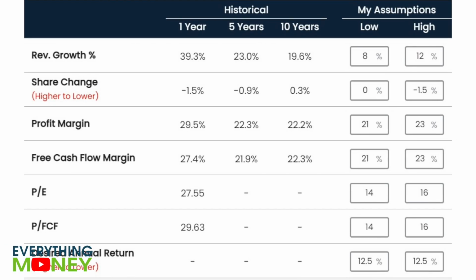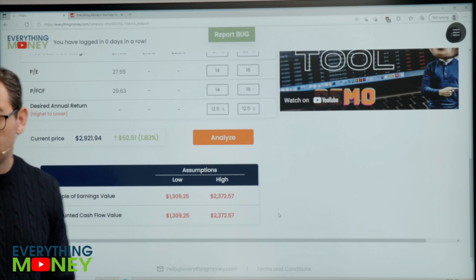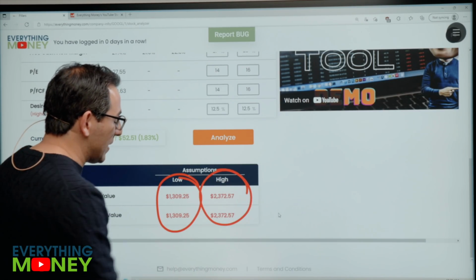And by the way, make note, have we mentioned the stock price once so far? I don't know, what is it again? $2,900. Oh, that's a... We hit the analyze button. Oh, boy. Oh, not bad. Not as bad as I thought it was going to be. I agree. Low end 13, high end 2,400.